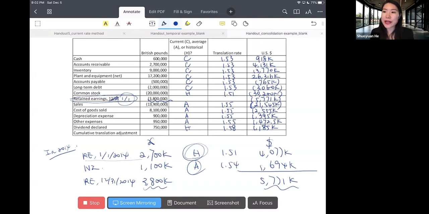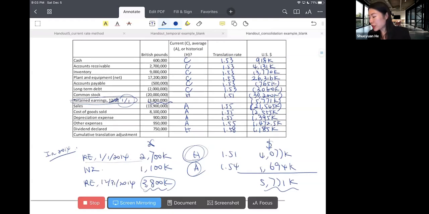So just like what we covered in last class, we need to work through the statement of retained earning first to get ending retained earning, and we cannot just simply apply a rate to the foreign currency to get its US dollar amount. This is not what we do.